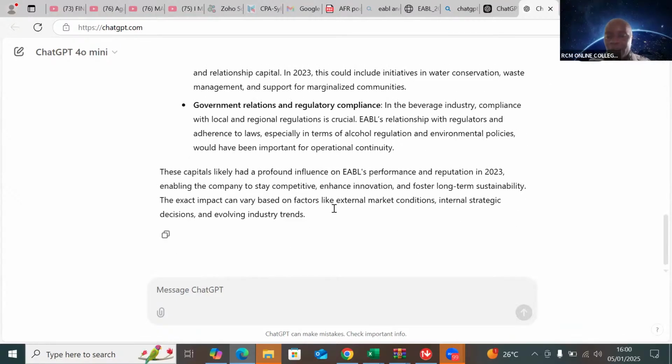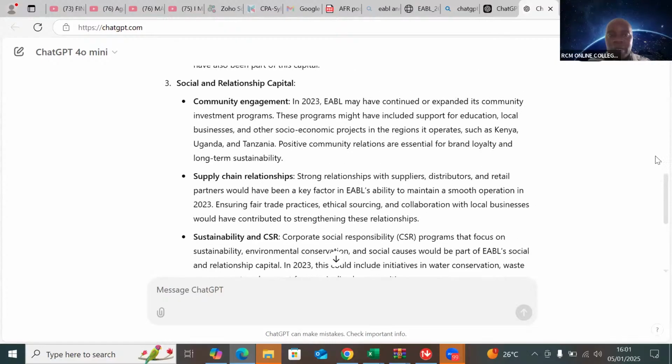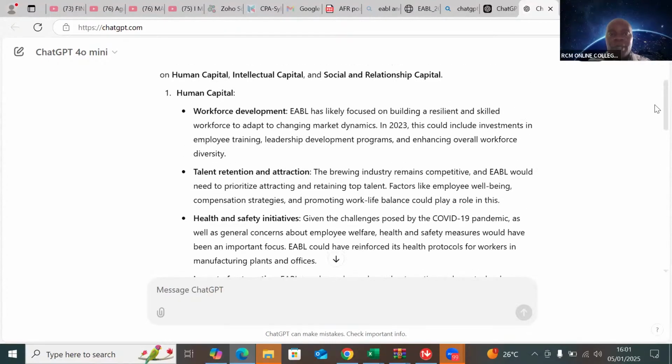So human capital, what do we have here? Human is about workforce. Workforce development. EABL has likely focused on building a resilient and skilled workforce to adapt to changing market dynamics. In 2023, this could include investments in employee training, leadership development programs, and enhancing overall workforce diversity. Talent retention and attraction. The brewing industry remains competitive, and EABL will need to prioritize attracting and retaining top talent. Factors like employees' well-being, compensation strategies, and promoting work-life balance could play a role in this.